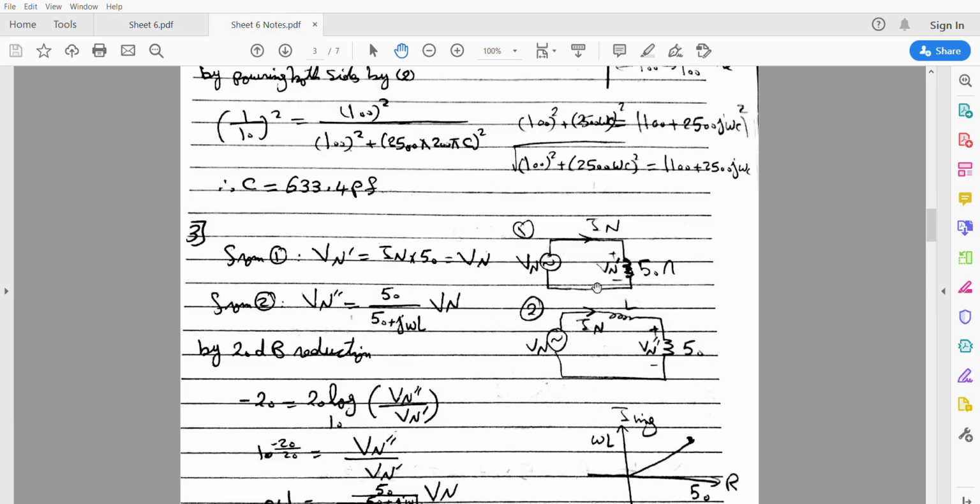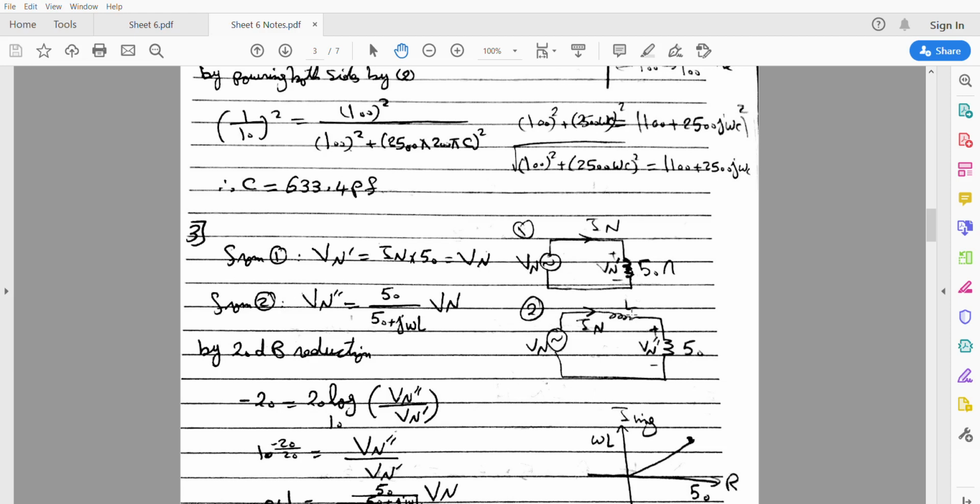So this is the first circuit. Again, we need to define a relation between Vn dash and Vn double dash if we place an inductor in series with this resistor. So in the first circuit, we are going to get the value of Vn dash, which is equal to I multiplied by this resistor. So obviously we are going to get the value of the voltage source or the noise voltage source. But for the second circuit, we added an inductor as mentioned in the question.